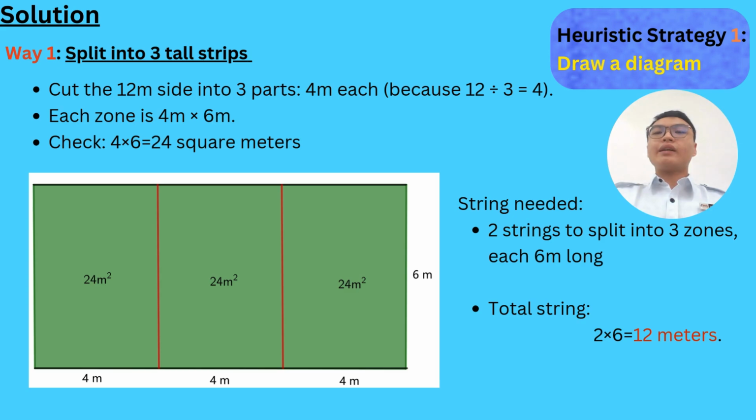And the string needed is 2 strings to split into 3 zones, each 6 meters long, and the total string is 2 times 6 equals 12 meters.